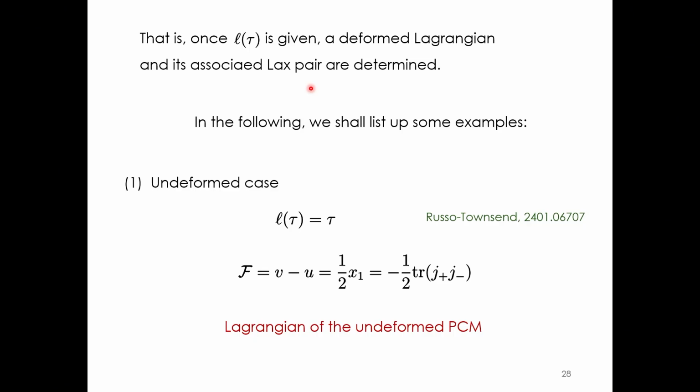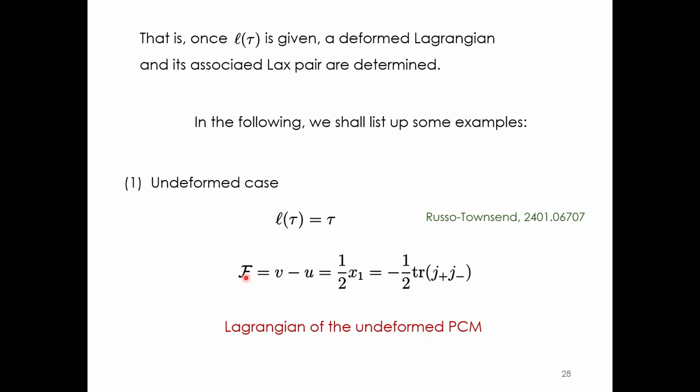Some possible examples are classified by Lüst and Townsend in the context of four-dimensional nonlinear electrodynamics, so I just borrow their result. I will explain some examples of L's. The first one is the undeformed case, so L of tau is just tau.